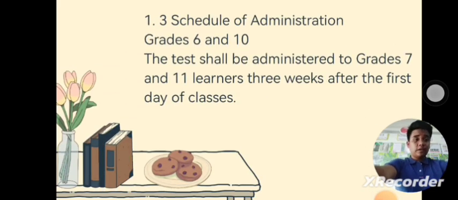Then schedule of administration for grade 6 and 10. The test shall be administered to grades 7 learners 3 weeks after their first day of classes. After the 3 weeks from the first day of classes, the test shall be administered. I did not present the grade 12 here because it is out of our program.